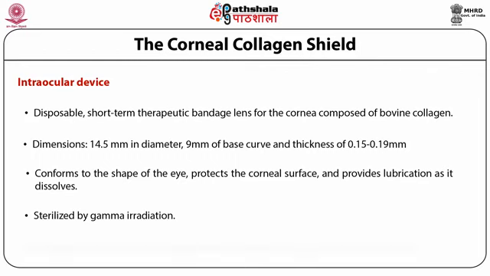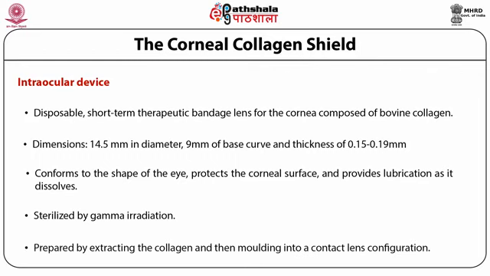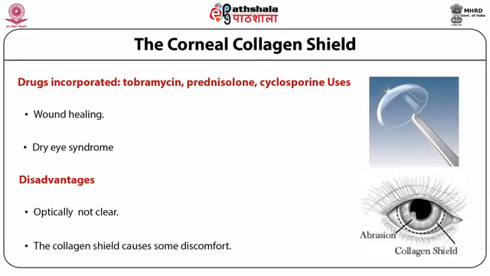Collagen shields are generally prepared by extracting the collagen and then molding into contact lens configuration. The drug is incorporated in the collagen shield at the time of manufacturing, and as the collagen dissolves, the drug is released in the tear film and corneal surface, increasing the permeation through the cornea and into the aqueous humor. Till date, a number of drugs such as tobramycin, prednisolone, cyclosporine have been presented in the form of collagen shields.